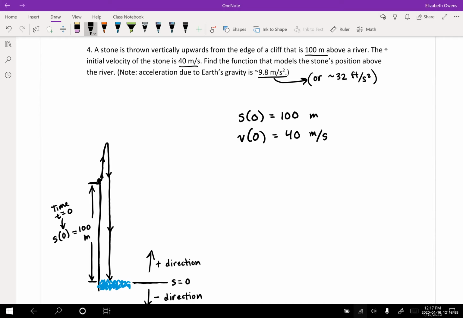Okay, so we have some conditions here, and now we're going to need something else. We're going to need an actual t equation to start working with. So there is this other detail that we haven't used yet. Acceleration due to Earth's gravity is about 9.8 meters per second squared. That's actually where we're going to get our starting equation from. So this is a constant acceleration.